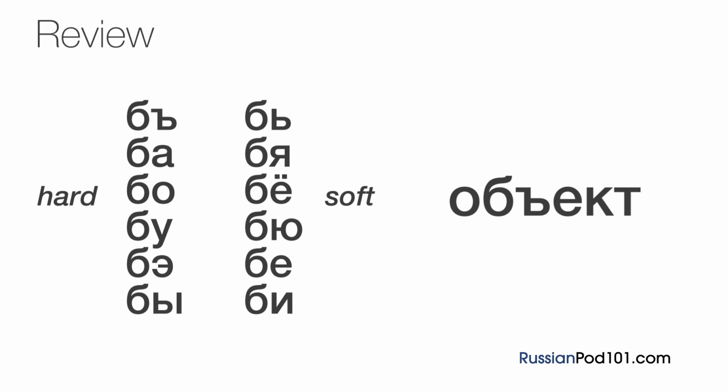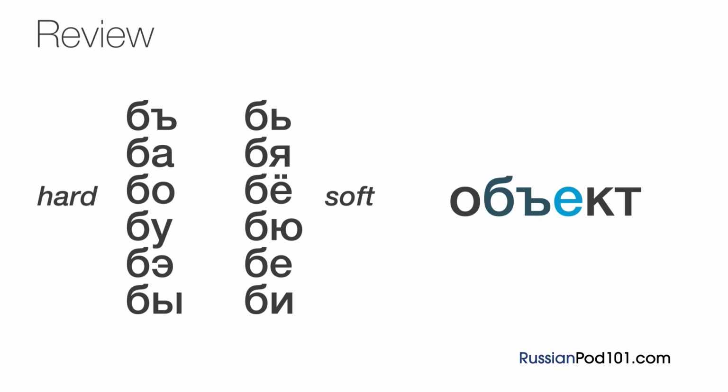Now consider this example. Using the chart to assist you, try to guess the proper pronunciation for this word. The first letter is a vowel. Using the chart, we can see that it's a hard vowel, so it'll be pronounced hard. O. The second letter is a consonant. Will this be the hard or soft pronunciation? The hard sign here indicates that it's a hard consonant, so it'll also be pronounced hard.